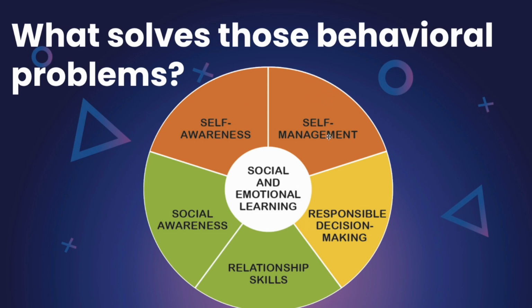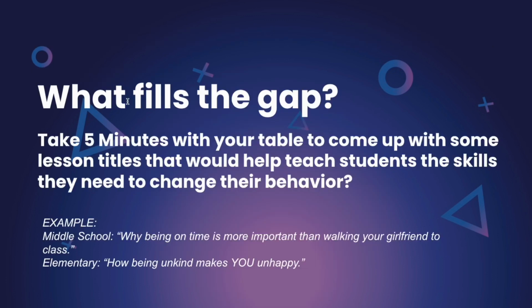Their self-management is like self-discipline, it's self-control, responsible decision-making, relationship skills, social awareness. Those are the things that solve those issues. So now, after you stay there for a second, the next thing you're going to have them do is another activity, because you've probably been speaking for about maybe 3 or 4 minutes.